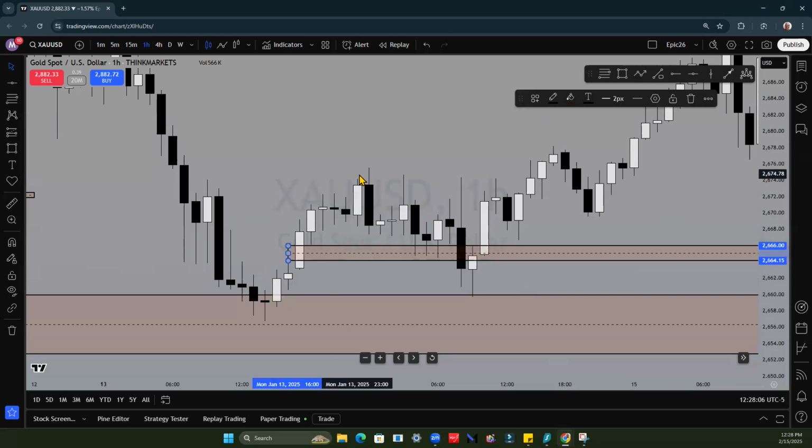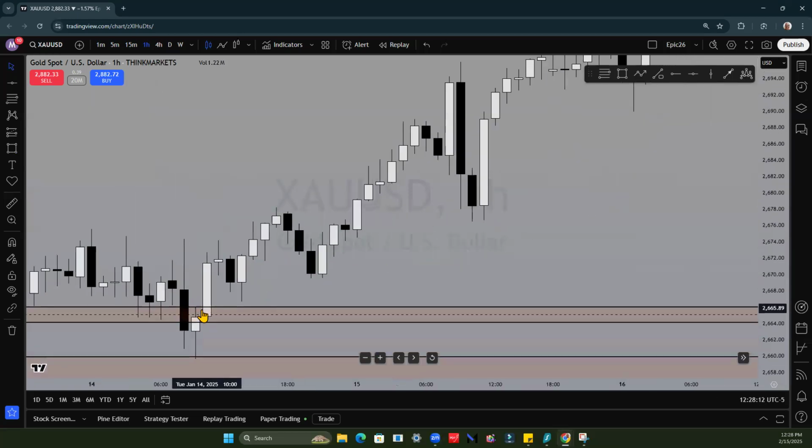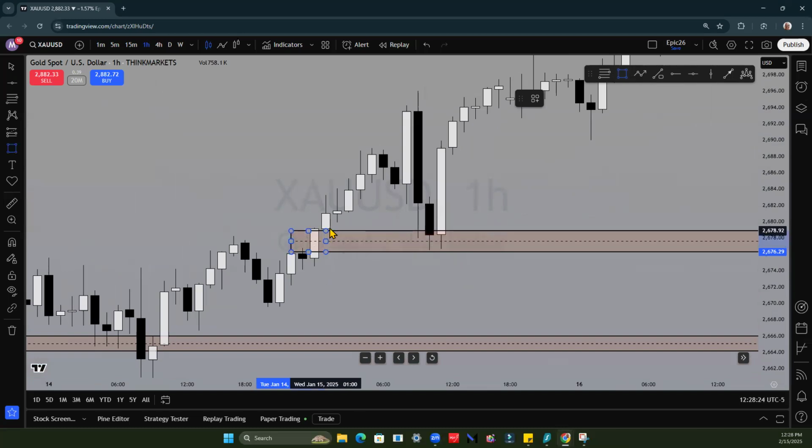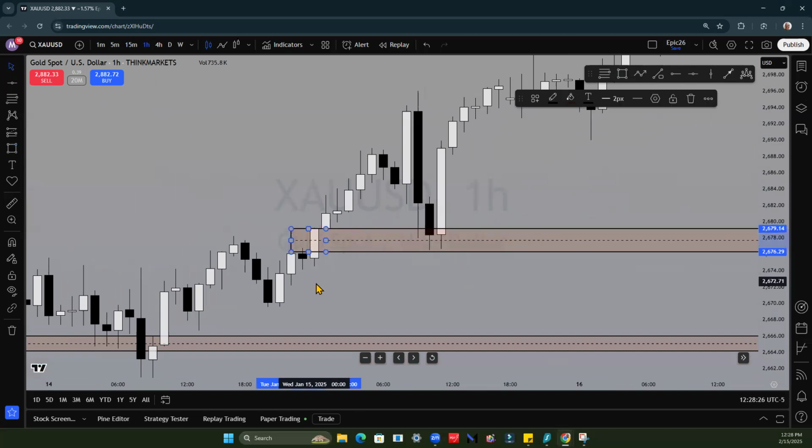And what happened? The market went up, came back down, filled the gap. Okay, and then continue its journey going upward. Okay, now let's see if we can find another gap here. There's another gap right here. As you can see, between this candle and this candle, there's a gap because the wicks did not meet.